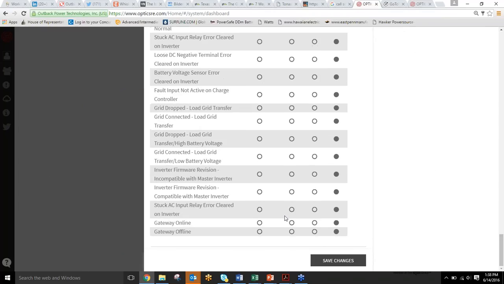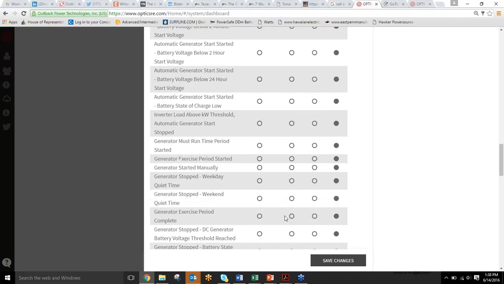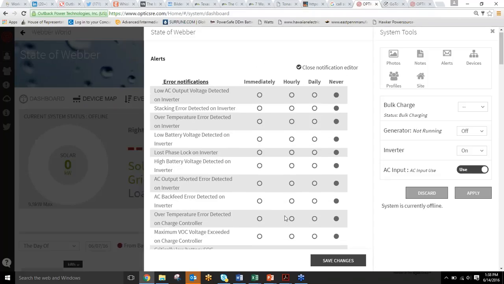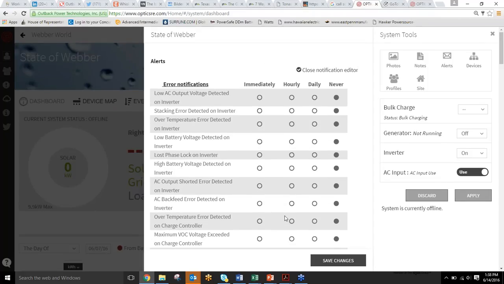There's about 150 different things here. We don't need to go through all of them, but essentially this is the starting point as well for the grid interactive stuff that's coming, where you can essentially tell this to do a specific action based on what's happening with the utility.